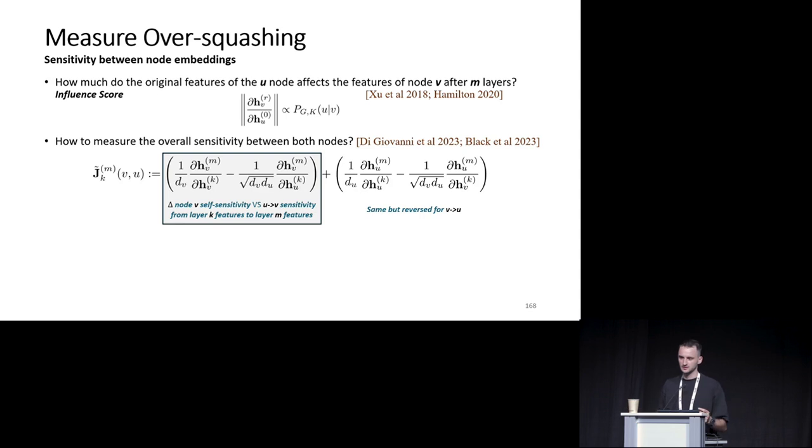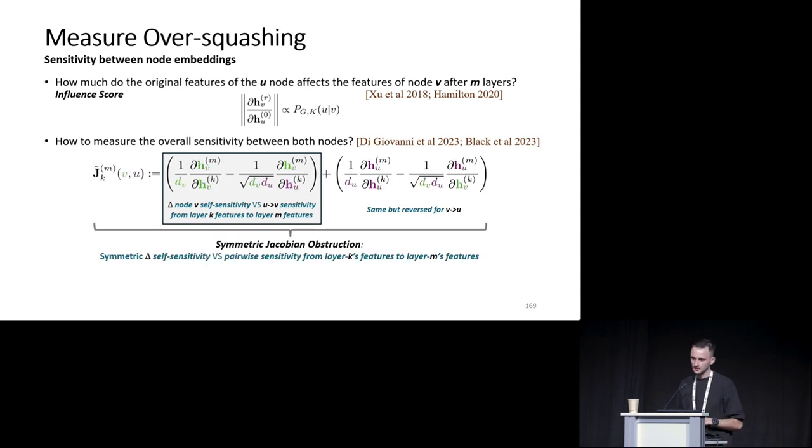So it has to be symmetric: rather than V and V and then U and V, we have U and U and then U and V. We call this the symmetric Jacobian obstruction. It was proposed by Di Giovanni et al. at ICML last year. Basically, it measures the obstruction between two nodes. The higher this value is, the more obstruction there is, because the more self-sensitivity I have compared to the pairwise sensitivity.